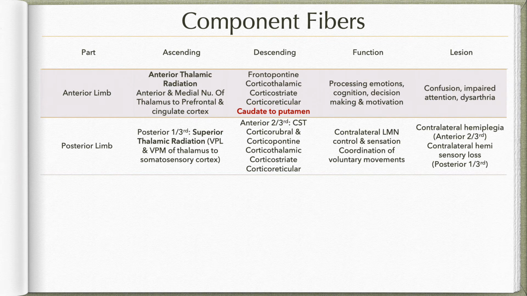So main function of this posterior limb is it is having corticospinal fibers. So it has got fibers which control the contralateral lower motor neurons, and also it is carrying sensation from the contralateral half of the body. Plus the corticopontine part of the fibers will also have control on the coordination of voluntary movements. So any lesion to the posterior limb will result in contralateral hemiplegia if the lesion is in the anterior 2/3, or contralateral hemianesthesia if the lesion is in the posterior 1/3.